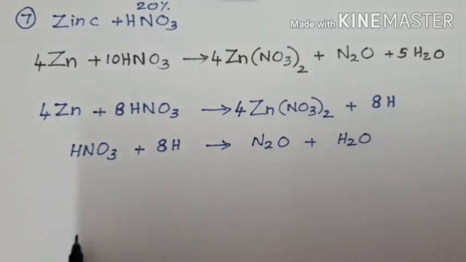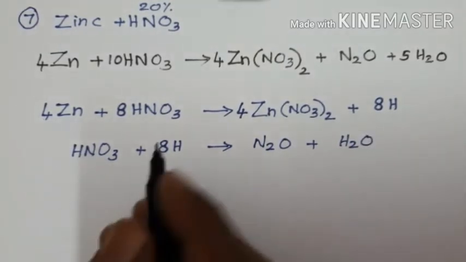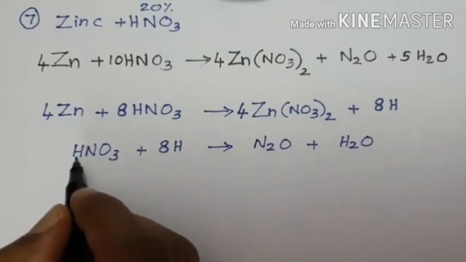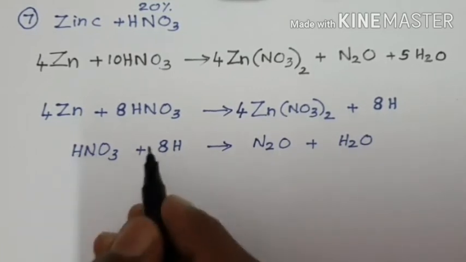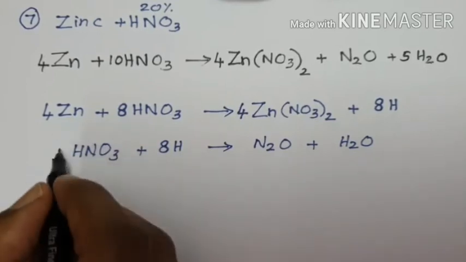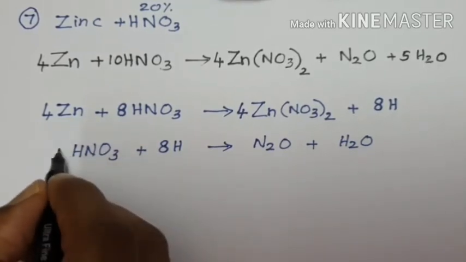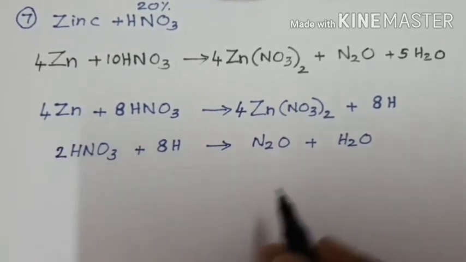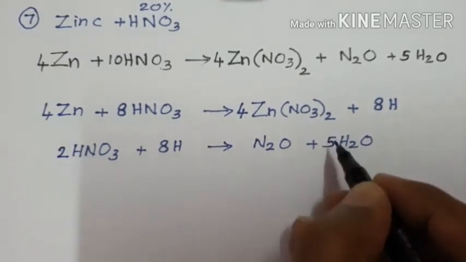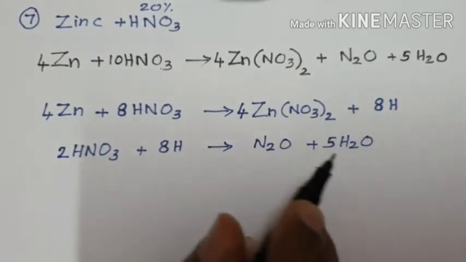We have here 8 hydrogen plus 1 hydrogen in HNO3, so 9 hydrogen. The nearest even number is 10. So here 10 hydrogen, 5 into 2 are 10 hydrogen, and 2 nitrogen. The equation is balanced.